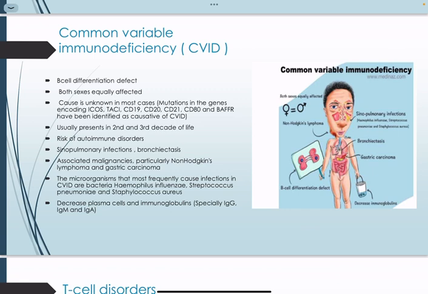Both sexes are equally affected, males and females. There's no male over female predominance. Usually the typical presentation of common variable immune deficiency is in the second or third decade of life. However, I have explained this in my clinical rounds before with, I think, more than one group.